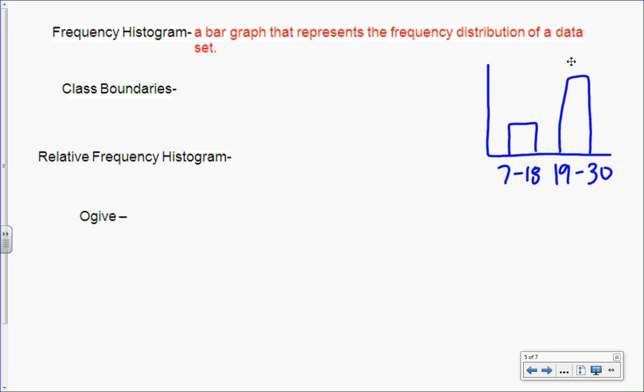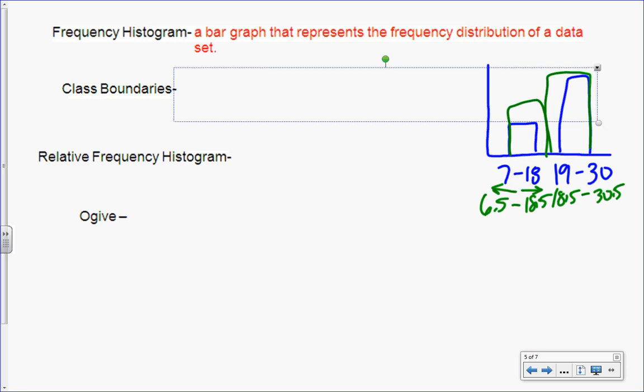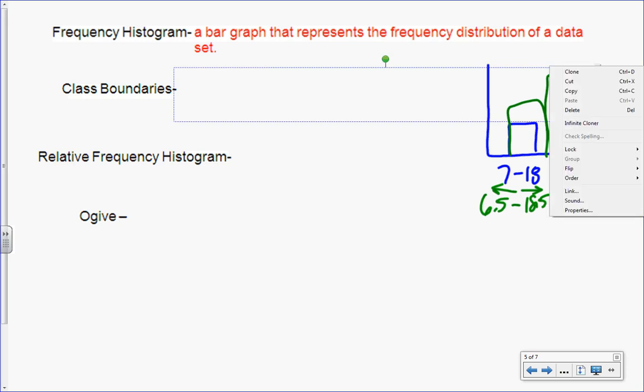these bars to touch. The easiest way to make these bars touch is, from each side, to go out an extra half, because then they will touch. Then I would go from 6 and a half to 18 and a half, and then 18 and a half to 30 and a half. If I actually drew the bars in, they would touch, because we would prefer to not have gaps in there. And that's really what class boundaries are.